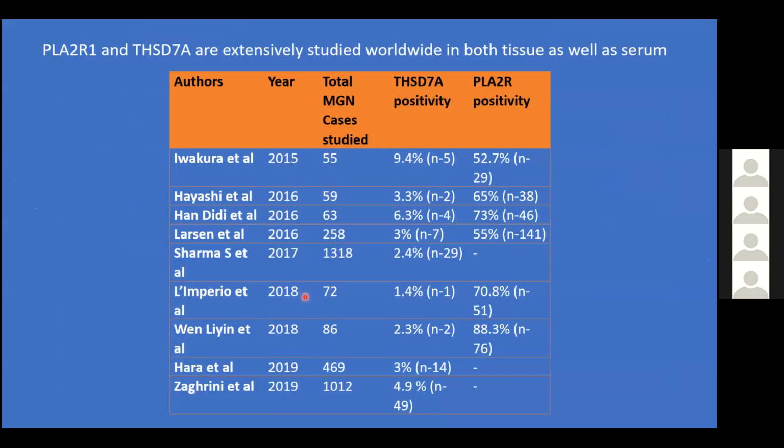Okay, so this is the documented prevalence of different primary and secondary membranous nephropathy. So we can see that PLA2R related membranous nephropathy is the most common in all the studies from different parts of the world, and the thrombospondin 7A related membranous nephropathy is present in 1.4 to 9.4% of cases of PLA2R negative membranous nephropathy.